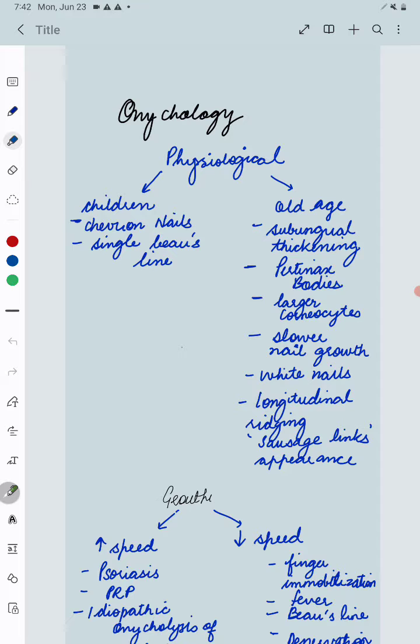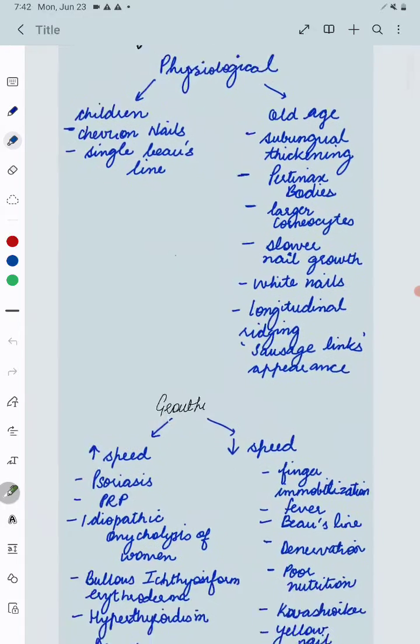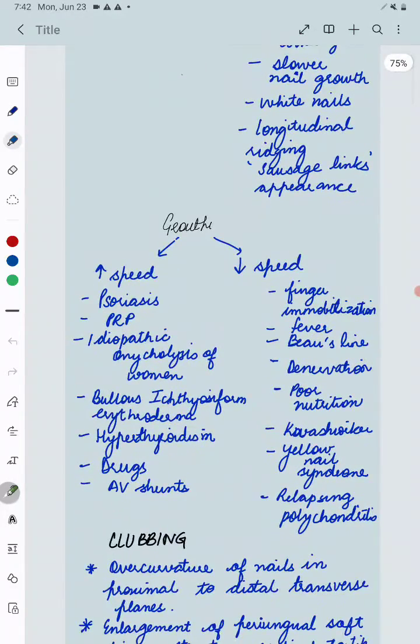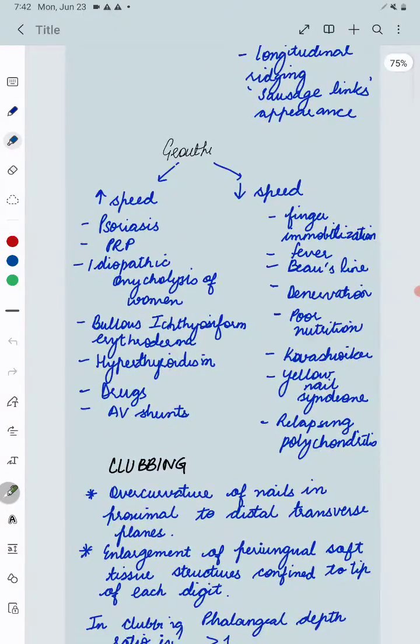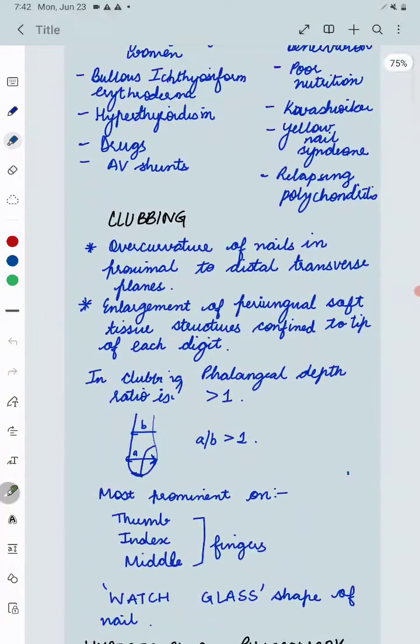So in this video we are going to discuss some onychology. You can take a screenshot of the physiological changes in children and in old age that we see in the nails. Then this again you can take a screenshot of. These are mainly for your exam purposes. I don't think they have too much practical relevance, but increased growth of nails is seen in certain conditions and decreased growth of nail is seen in certain conditions.